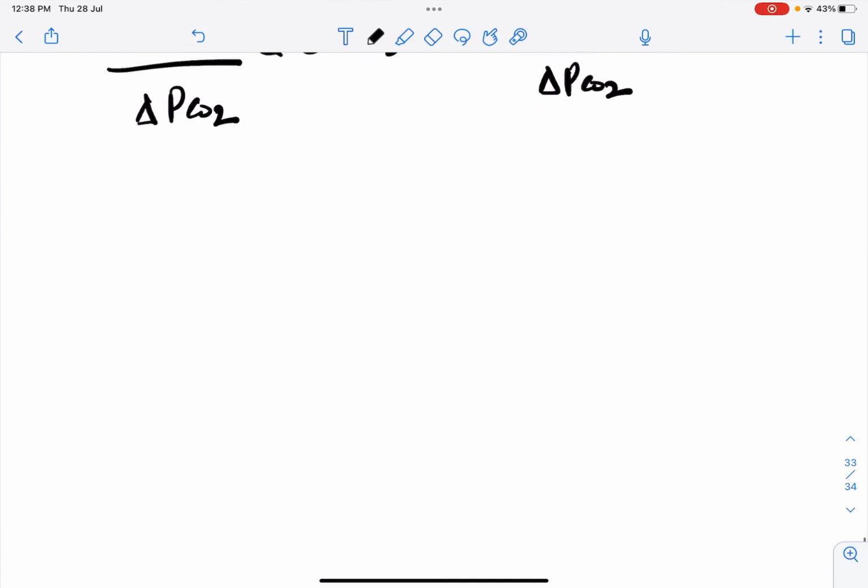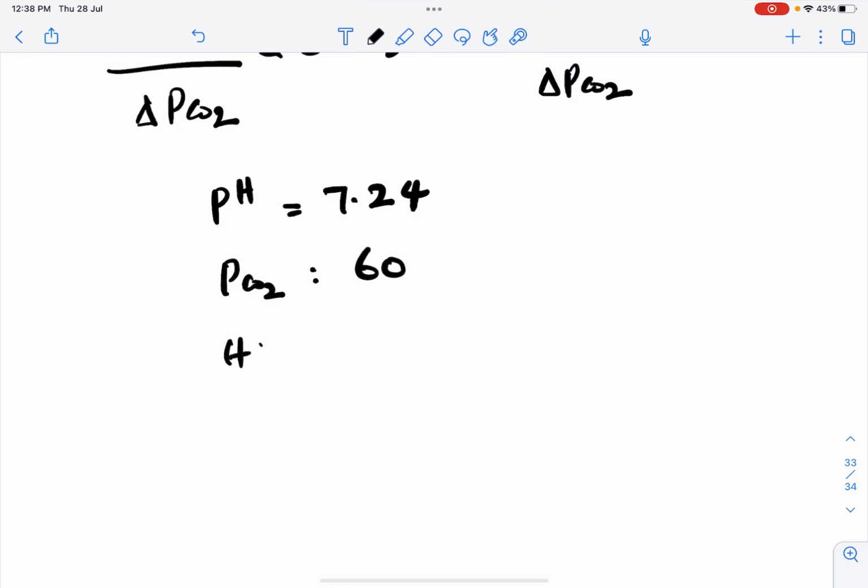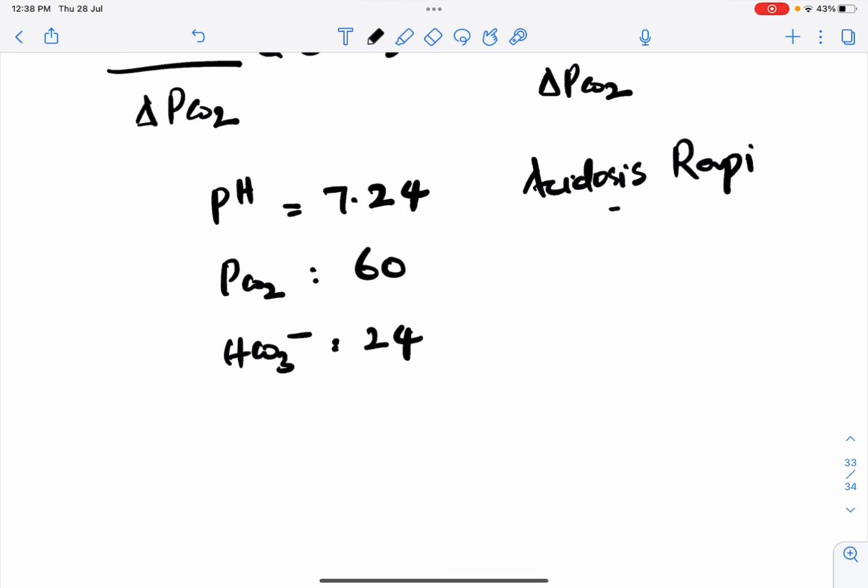Let's do an example. Suppose the pH of the patient is 7.24, PCO2 is 60, and bicarbonate is 24. So first look at the pH. pH is less than 7.4, so it is acidosis. For the cause of acidosis, there is no decrease in bicarb, it is in the normal range. But PCO2 is increased, so the cause is respiratory. So it is respiratory acidosis. For a respiratory condition, we have to determine whether it is acute or chronic.